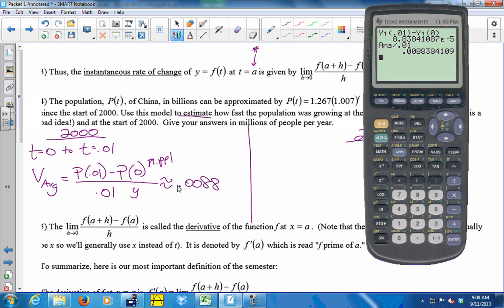Is it billions? Thank you. Billions of people. And this is years. So this is billions of people per year. And they asked me to give my answer in millions of people per year. So what is 0.0088 billion? How do I change that to, how many millions is that? 8.8, yeah, 3 decimals to the right will get you millions, which is 8.8 million people per year.